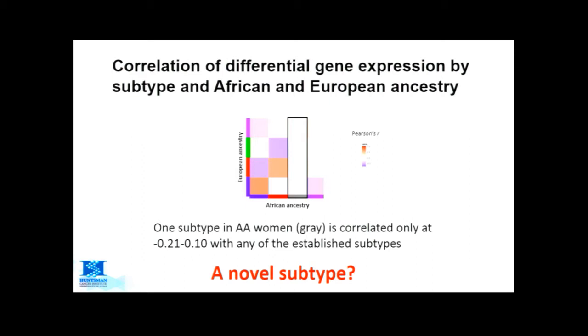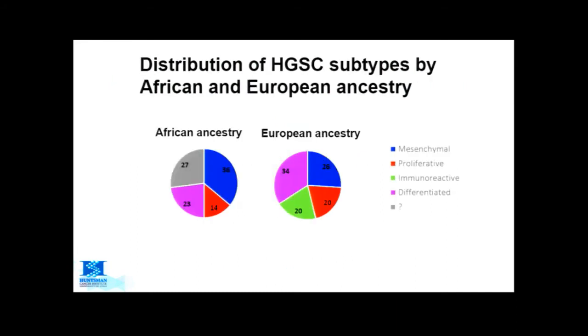So this is somewhat pilot phase data. It's on about 120 African American women. And we're doubling the sample size later. But anyway, I just want to point out that this unknown subtype makes up more than a quarter of the African ancestry cases that we have.